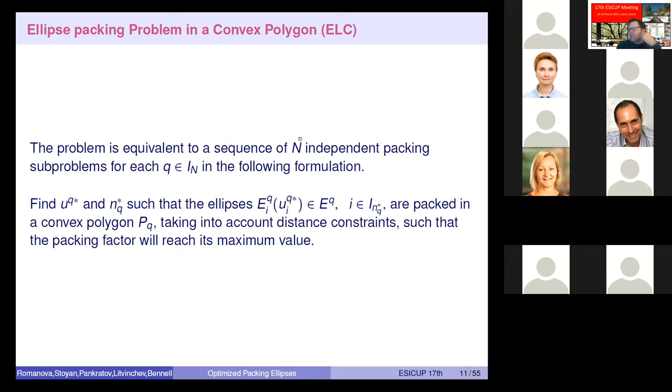N, uppercase N, means the number of convex polygons in our disconnected area. We need to find the number of ellipses, the placement parameters, and the sizes of ellipses that are packed in a convex polygon, taking into account the distance constraint, such that the packing factor will reach its maximum value.